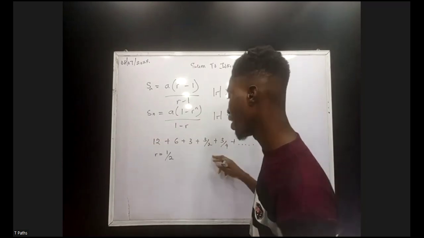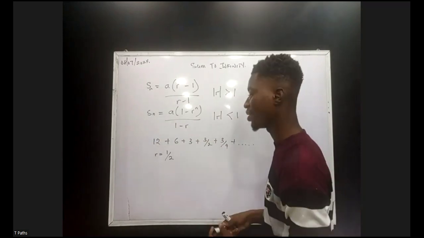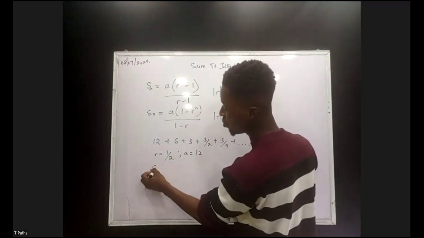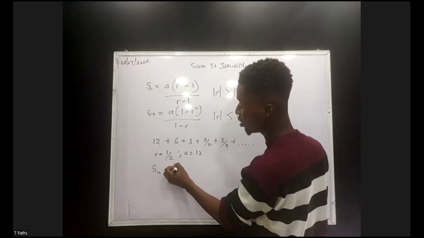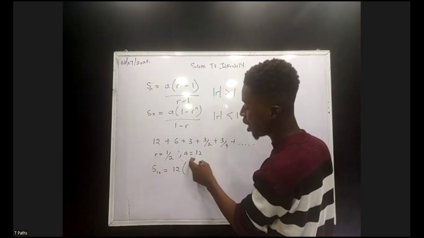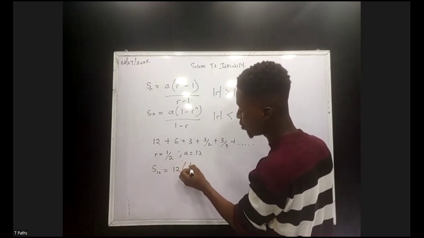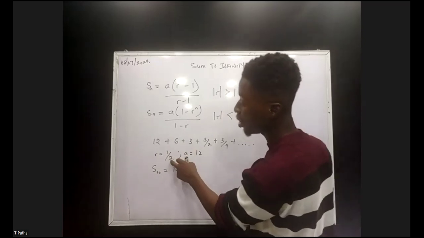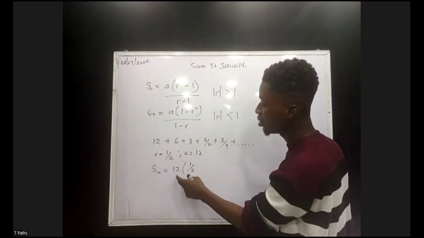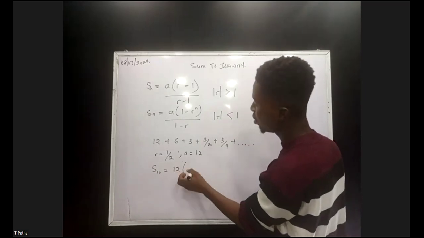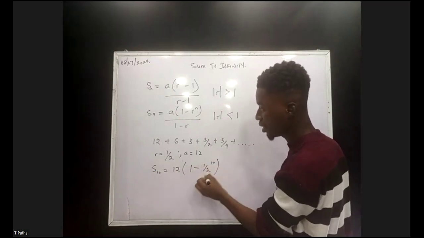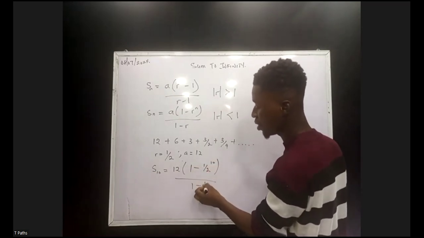So now let's take the sum of the first 10 terms of this series. In this case, a is 12. So the sum of the first 10 terms is a in brackets, which is 12, in brackets r, and our r is 1 over 2. R is less than 1, so we won't use the first formula, we use this formula. So I have 12 in brackets 1 minus 1 over 2 raised to power 10, over 1 minus 1 over 2.